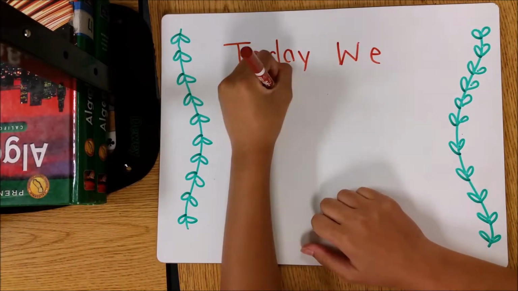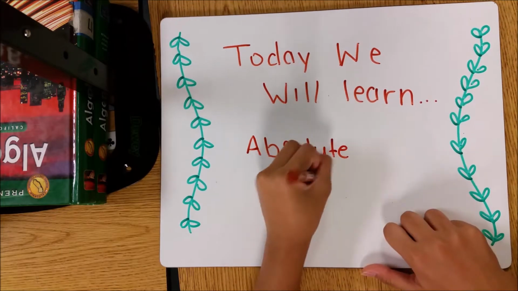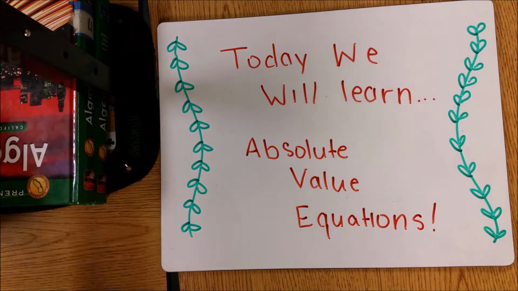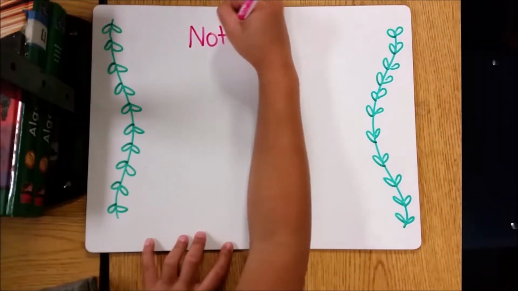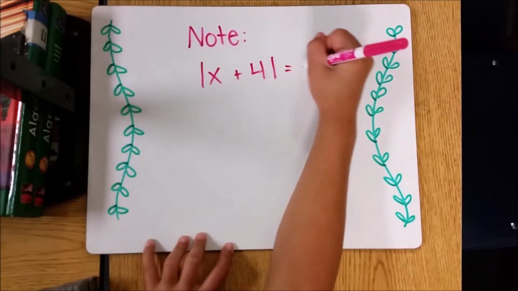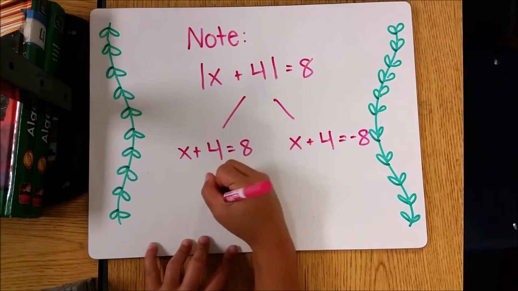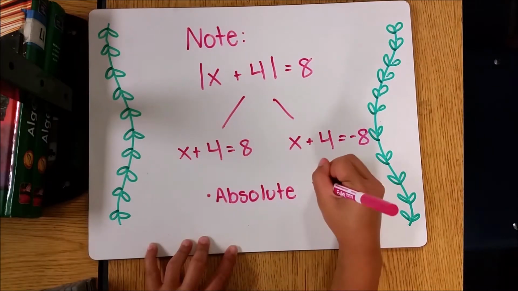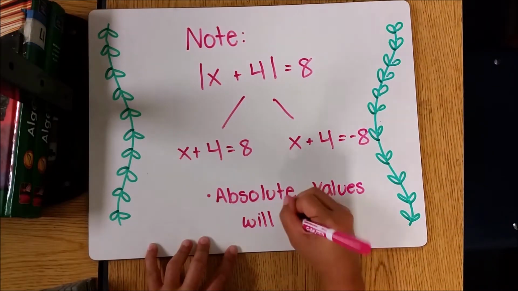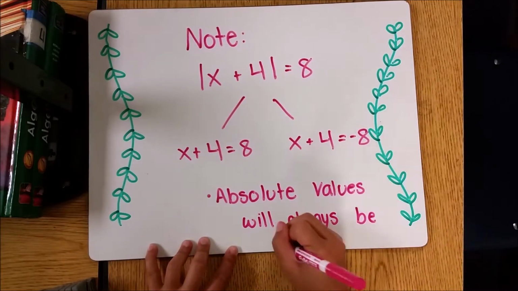Today we will be learning absolute value equations. Start off with a note. What's important is to always isolate the absolute value. From there, you can split it into two equations, one with a positive solution and one with a negative. We do this because absolute values will always be positive.